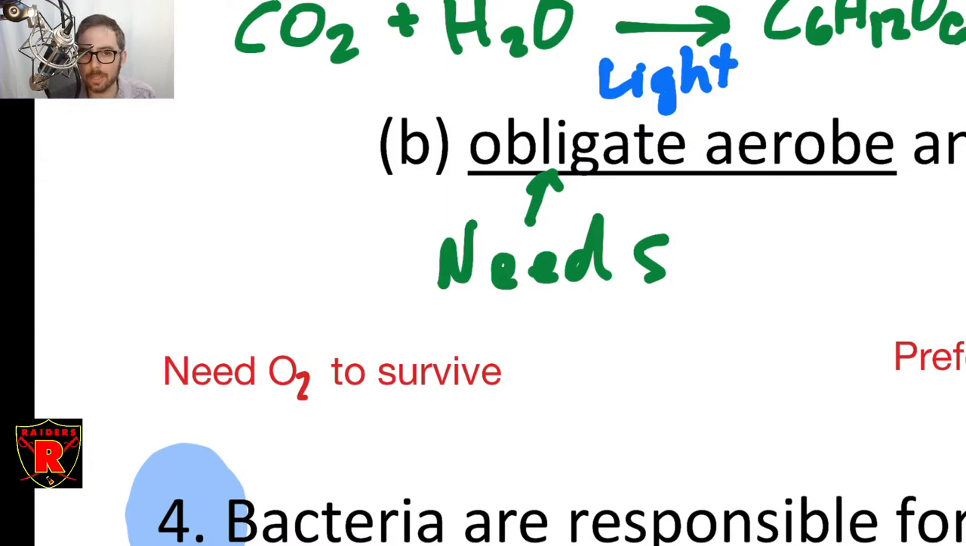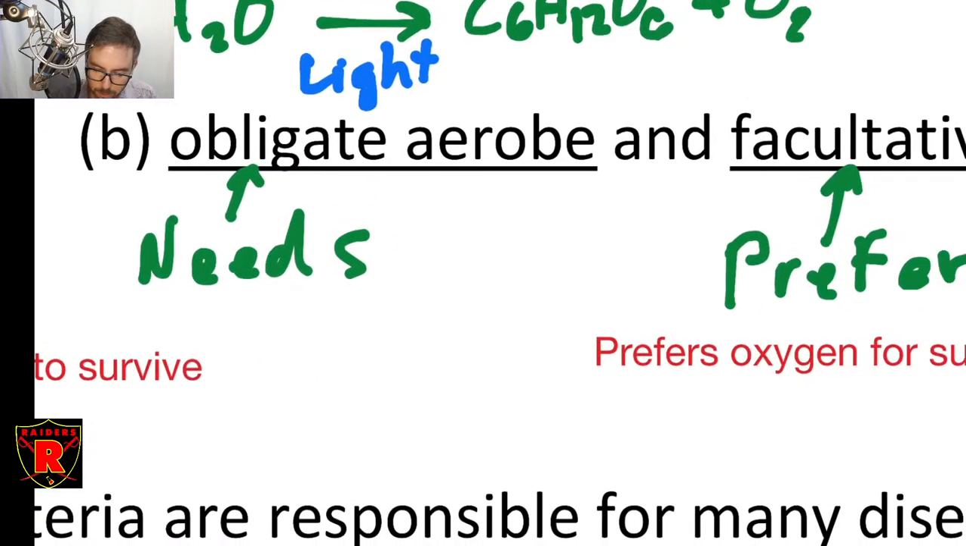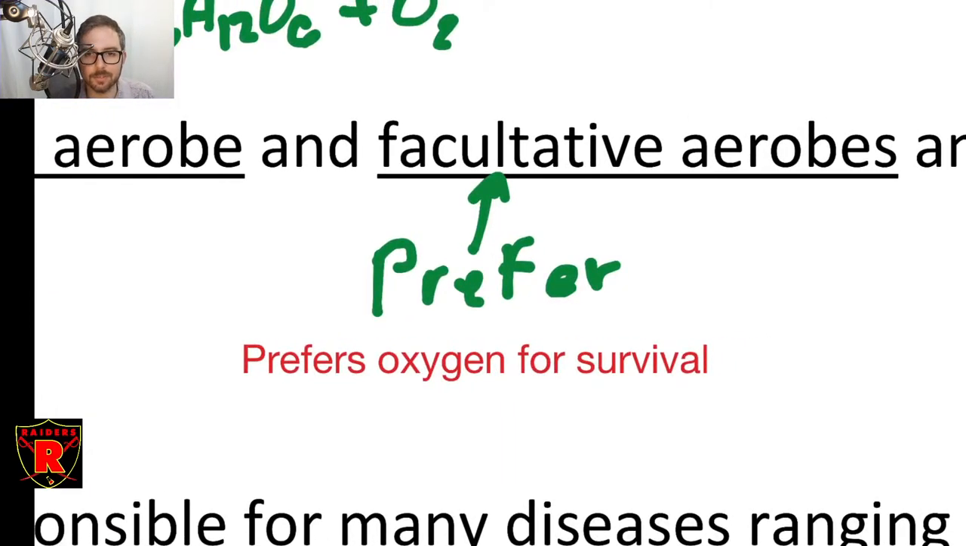If it's an obligate aerobe, obligate means you need it. So an obligate aerobe bacteria means it must have oxygen in order to survive. Or your bacteria could be a facultative aerobe. Facultative means that it prefers oxygen. It doesn't need it. So it can survive without oxygen, but it prefers oxygen for its survival. It's a facultative aerobe.